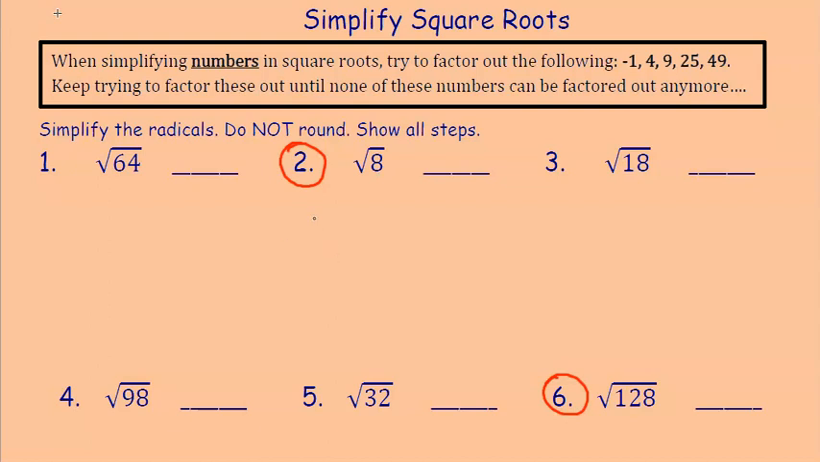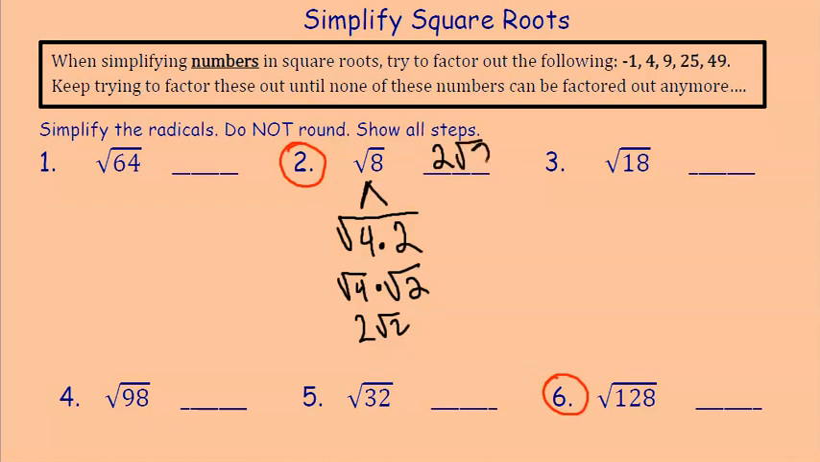Let's look at number 2 on this page, the square root of 8. We can factor this as 4 times 2. 4 is a perfect square. To get 2, we just do 8 divided by 4, and that's 2. So then we're left with the square root of 4 times the square root of 2. We have 2 square root 2, and that is our simplified expression.